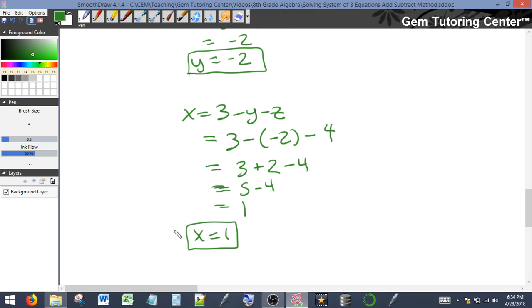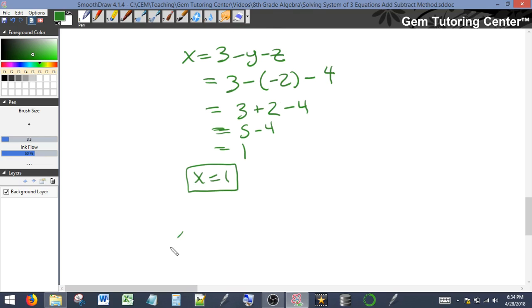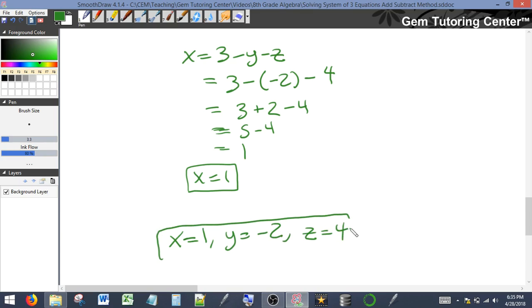So we've solved for all three variables, x, y, and z. The solution is x equals 1, y equals negative 2, and z equals 4. This is the solution to the system of 3 equations.